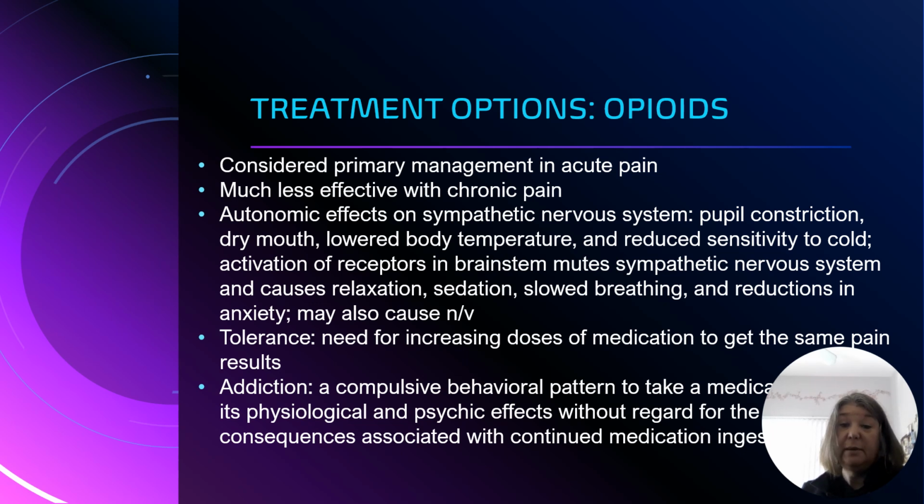Opioid activation of receptors in the brainstem mutes the activity of the sympathetic nervous system and causes relaxation, sedation, slowed breathing, and reductions in anxiety. Other effects of opioids on brain receptors activate the chemoreceptor trigger zones, which can induce nausea and vomiting. So basically, opioids can cause nausea and vomiting. You know a trick to that? You wave an alcohol pad under somebody's nose if they're feeling nauseous and you don't have an immediate prescription or an order for Zofran.